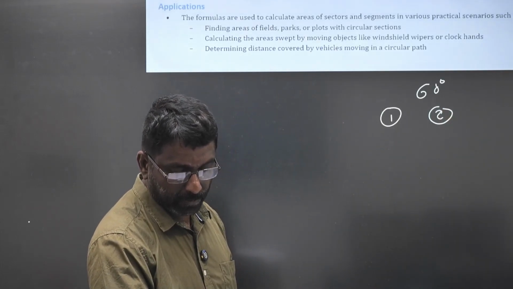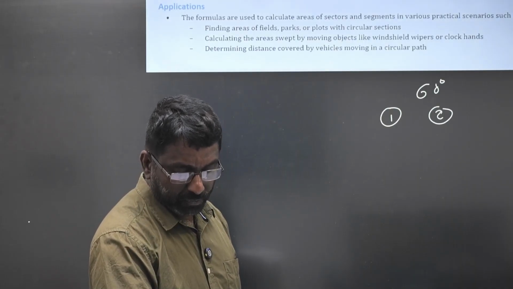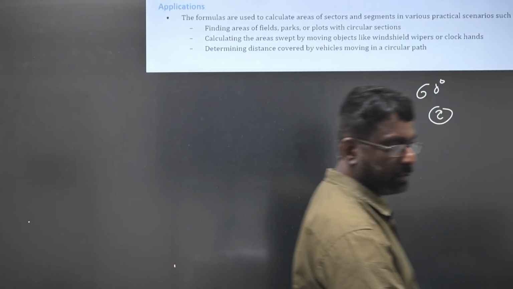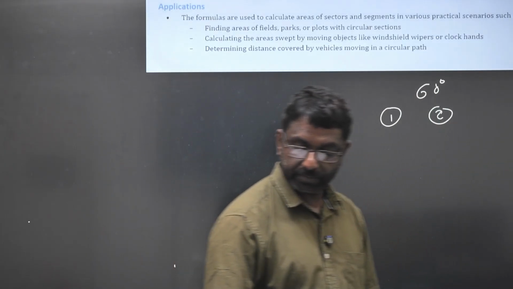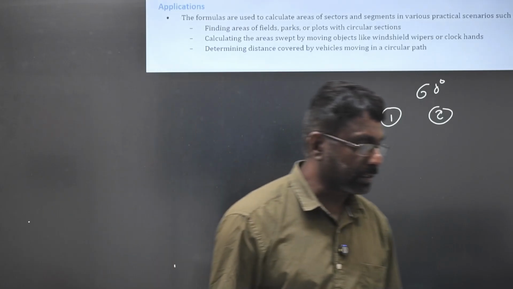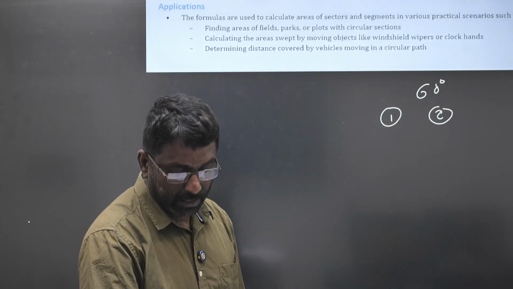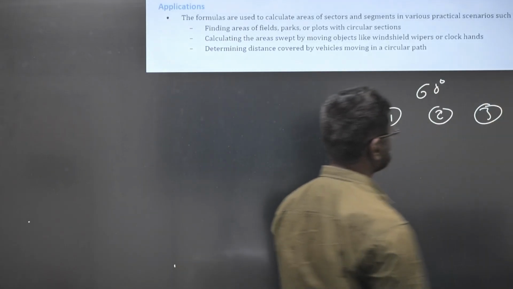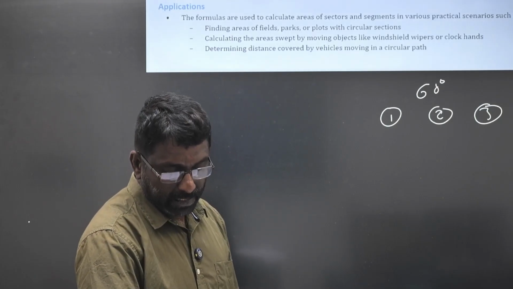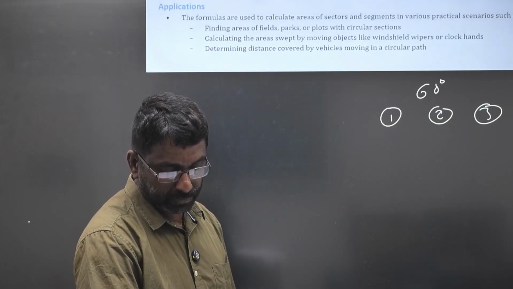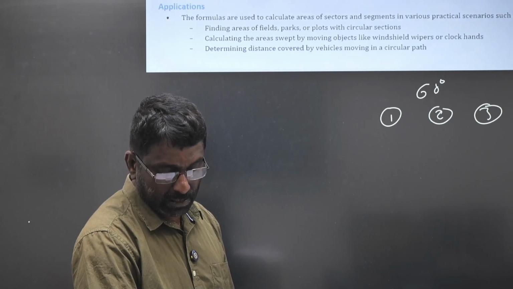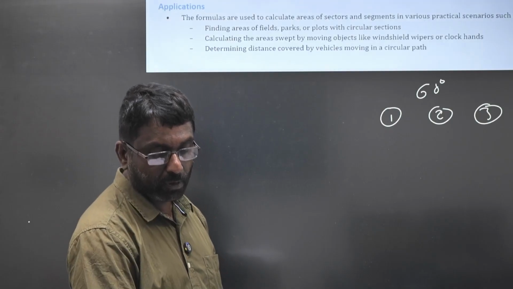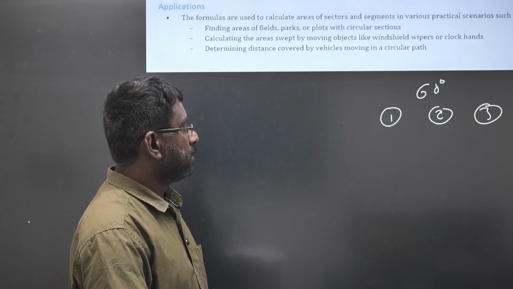Second part, area of the sector formed by the arc. Third part, area of the segment formed by the corresponding chord.